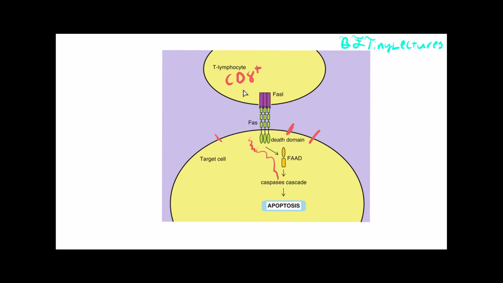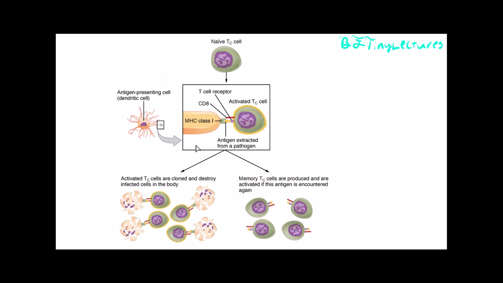Another cell that can do this are the NK cells, the natural killer cells. So T lymphocytes, the cytotoxic cells, and the natural killer cells can use the Fas ligand to help induce apoptosis in tumor cells. Here we have another example.